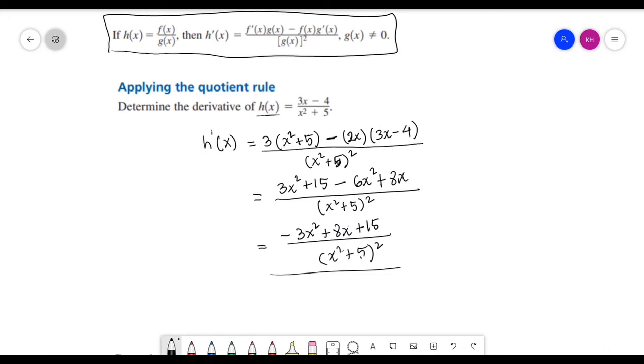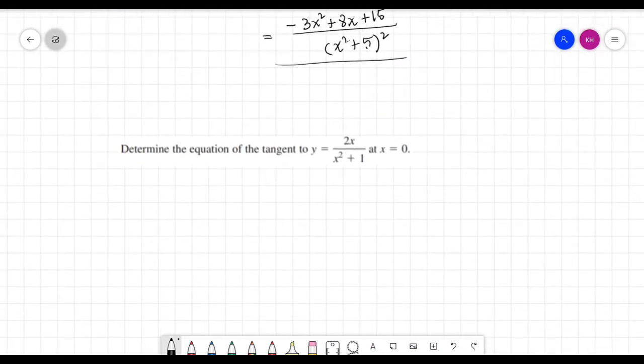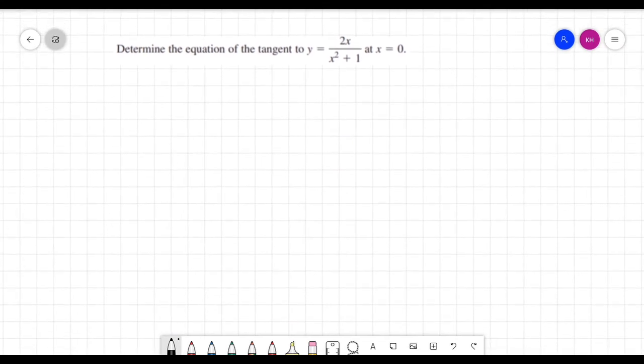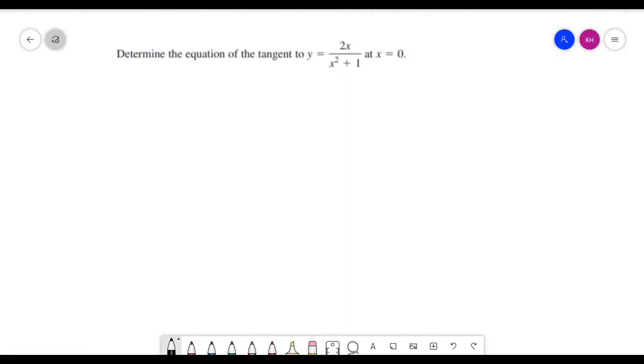So that's how you can apply the quotient rule to find the derivative of a function that is in the form of this. So let's move on and look at this question. Now, by the way, this kind of question is the most important kind of question that you're going to do. And it is the most common question that you will get in any calculus course actually.